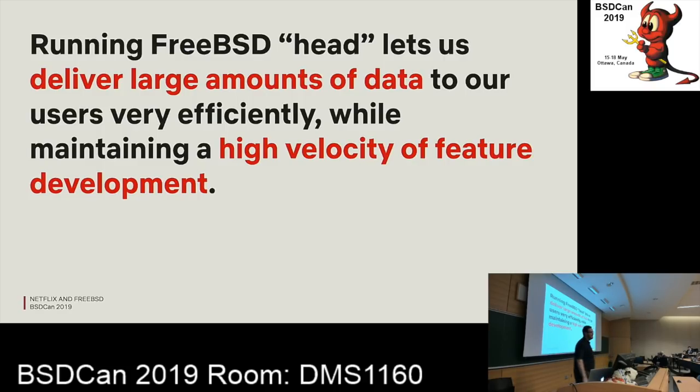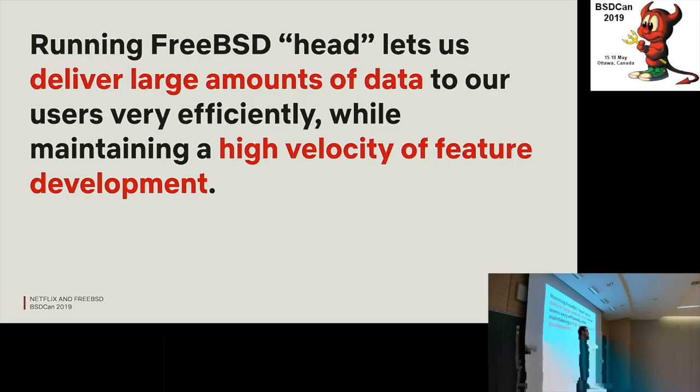So, in summary, running FreeBSD head lets us deliver large amounts of data to our users very efficiently while maintaining a high velocity of feature development. We found that FreeBSD head is stable. It's stable enough that we deploy commits from FreeBSD head into our network, probably between 5 and 15 weeks after they're committed. It lets us efficiently deliver a bunch of traffic to our users throughout the world, and it lets us maintain our development agenda.